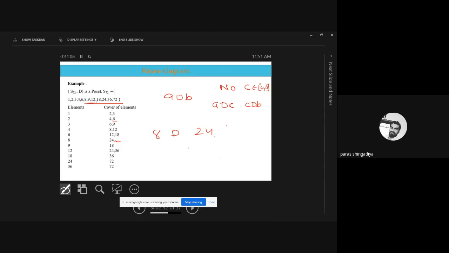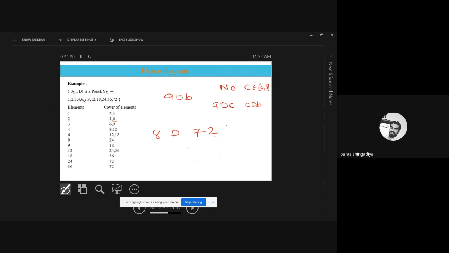Okay. And after 24, 36 is there. 8 divides 36 is incorrect. And 8 divides 72 is correct. Okay. It is correct, but you can easily map with the 24. Okay. You can easily map with the 24. 8 divides 24 and 24 divides 72. Clear? Therefore 72 is not an answer. So that is for 8.